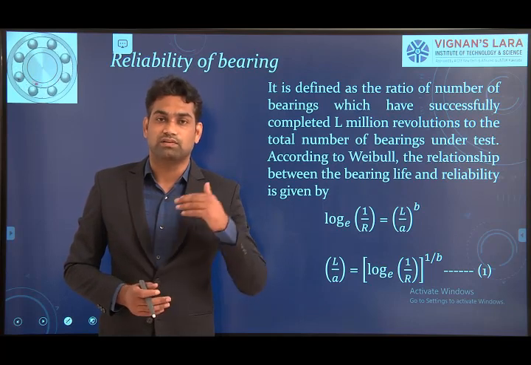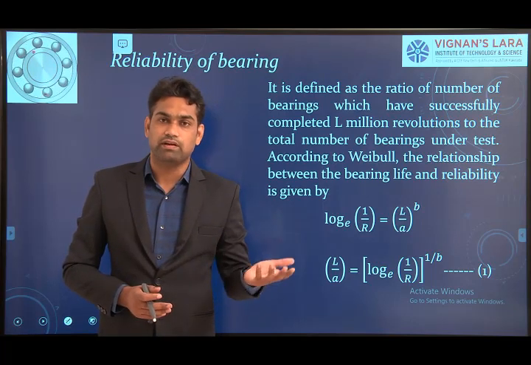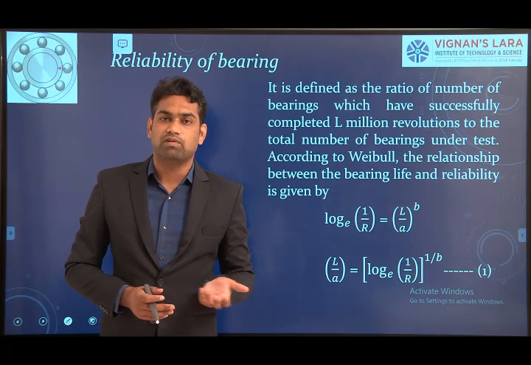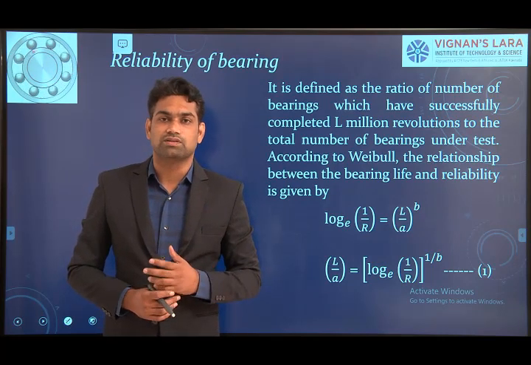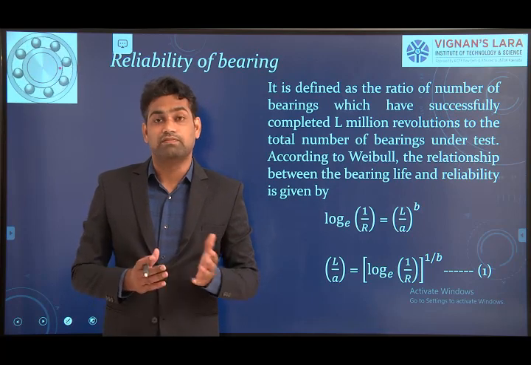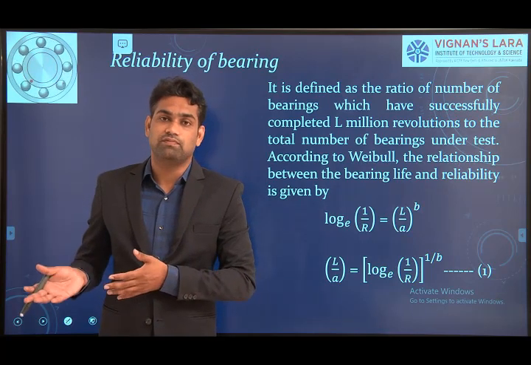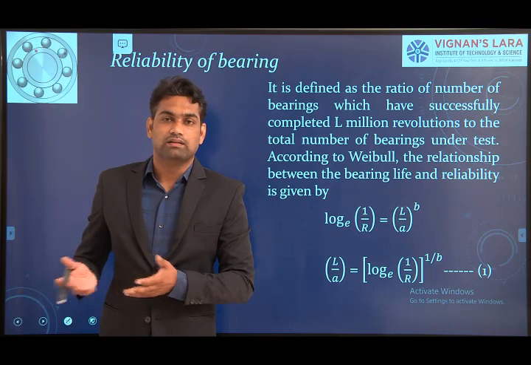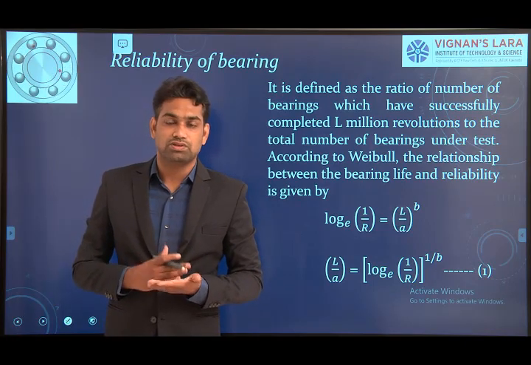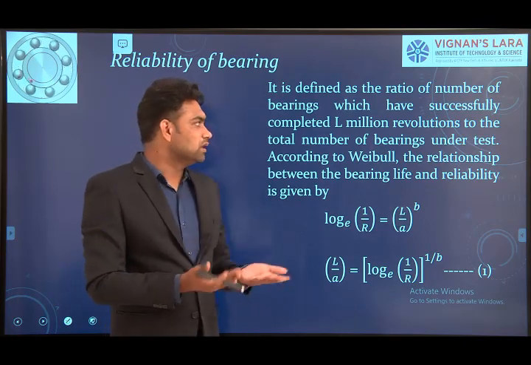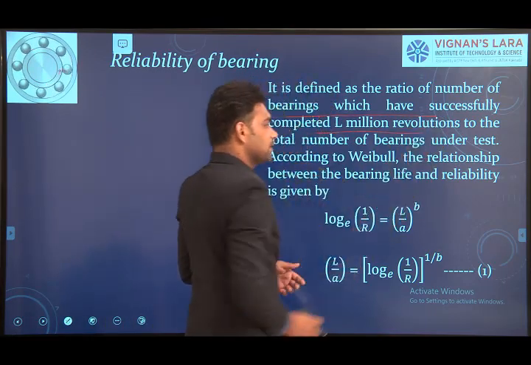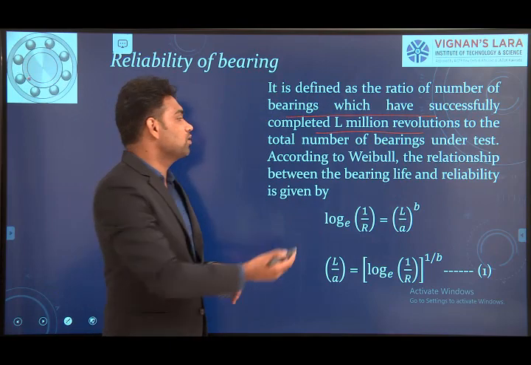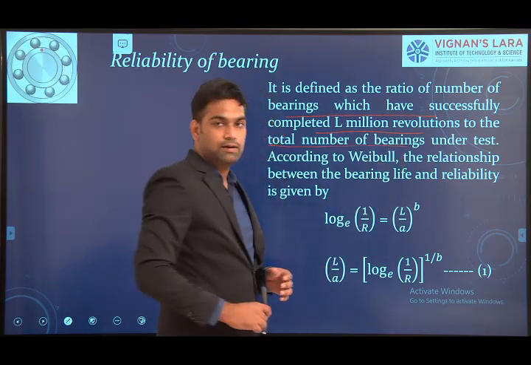If all 100 bearings can operate up to L million revolutions, then the reliability is 100%. If only 50 bearings are operating, then the reliability is only half, which is not good at all. So the reliability is defined as the number of bearings which successfully complete L million revolutions to the total number of bearings under test.